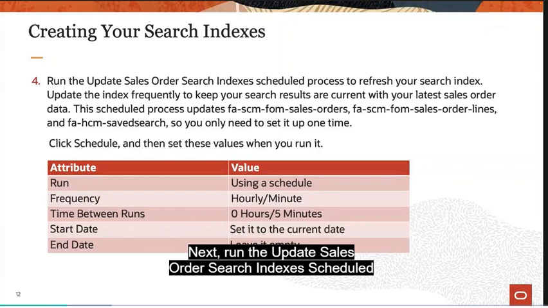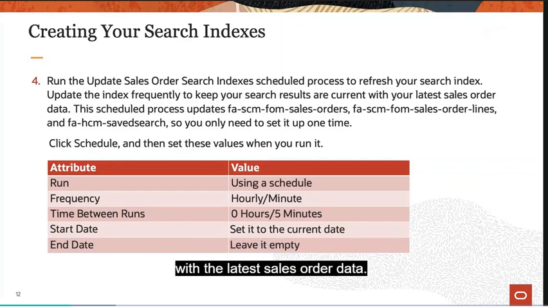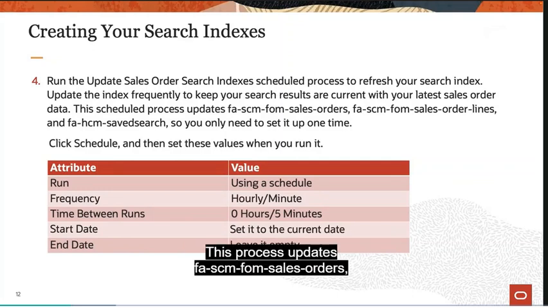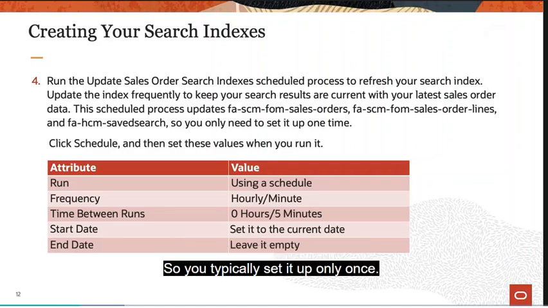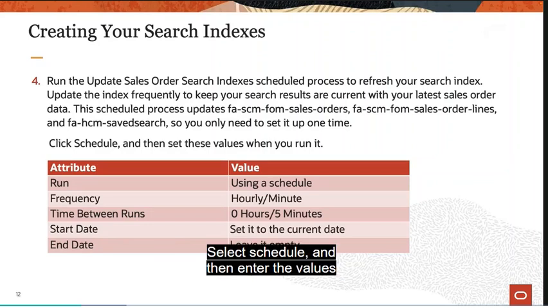Next, run the Update Sales Order Search Indexes scheduled process to refresh the index and keep search results aligned with the latest sales order data. This process updates FASEM form sales orders, FASEM FOM sales order lines, and FAHCM Save Search, so you typically set it up only once. Select Schedule, and then enter the value shown in the table when you submit the process.